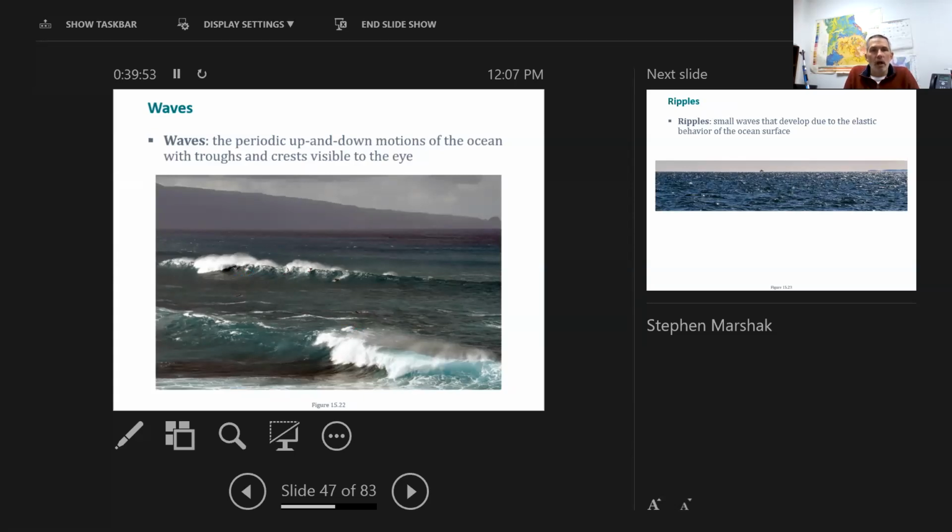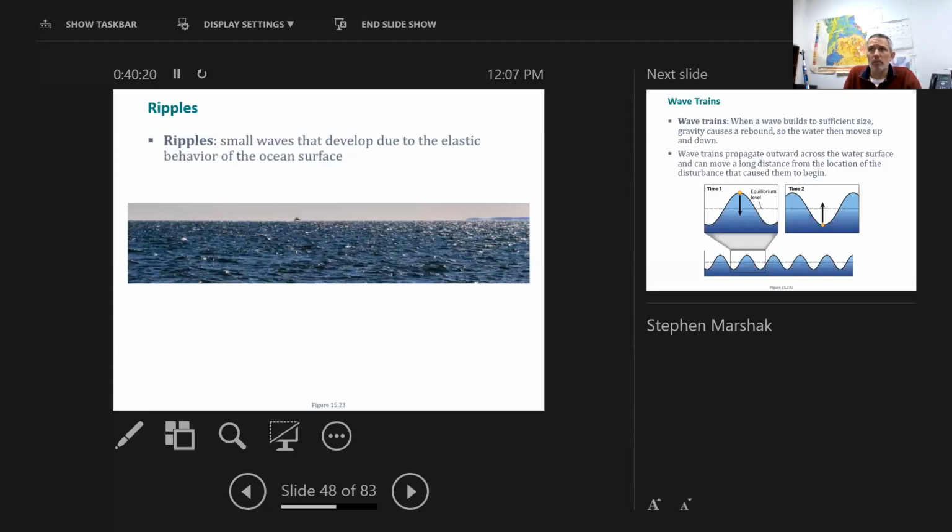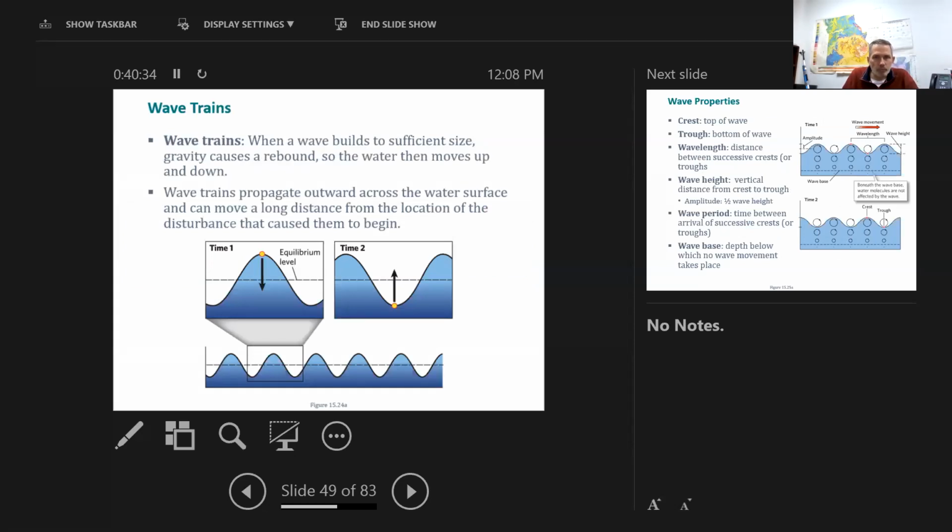So when we start looking at winds, the periodic up and down movement of wind caused from winds to create visible troughs and crests are known as waves. And just like when we looked at earthquake waves or optical waves, or water waves, they all have the same mechanism, same terminology. When you start looking at water, you can have smaller waves called ripples, which are developed due to the elastic behavior of water, the ocean surface, and surface tension. But once these waves build to significant size, the gravity is causing them to rebound, so they move up and down and up and down.